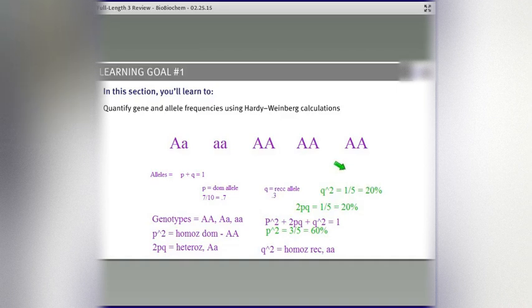So when it comes to these Hardy-Weinberg equations, one of the things that you want to make sure that you do for these questions is identify, well, what are they asking me for? Am I being asked for the frequency of an allele? Am I being asked for the frequency of a recessive allele, a dominant allele? Am I being asked for the frequency of a genotype? Am I being asked for a frequency of a homozygous dominant genotype? Am I being asked for the frequency of a heterozygous genotype? What exactly am I being asked for? And what variables have I been given?